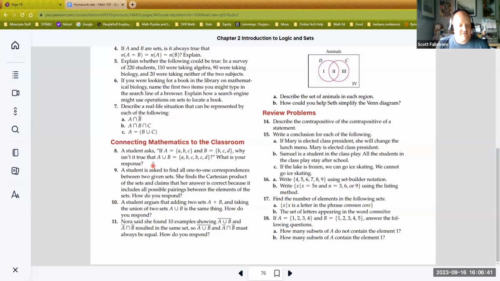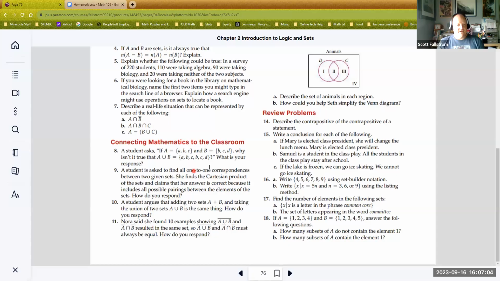Then I've got the connecting to the class. So again, this is where you're dealing with students, right? A good student question: if I have two sets, can't I just shove them together? Wouldn't I have B and C written twice? Go back. What's the definition of a set? Can I have an element written twice in a set? Think about what it means to be well defined.